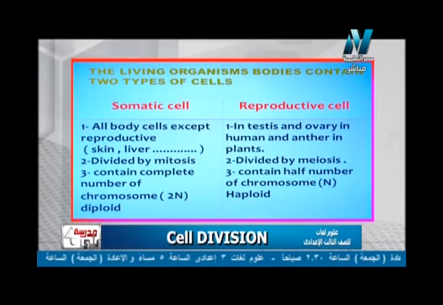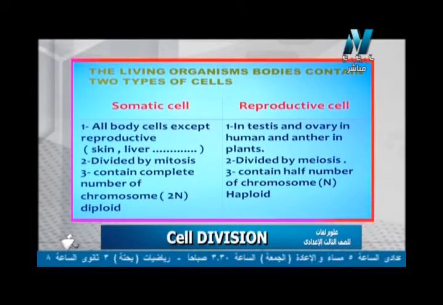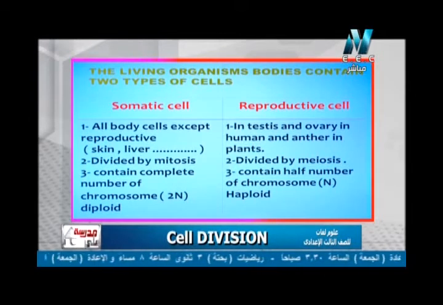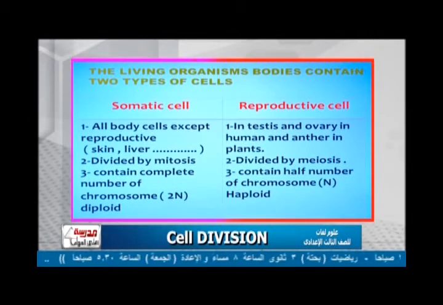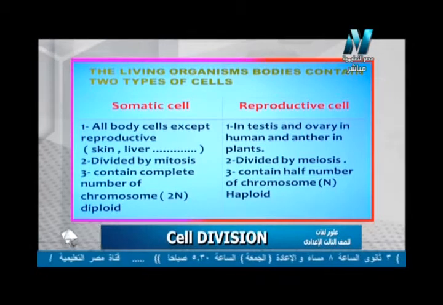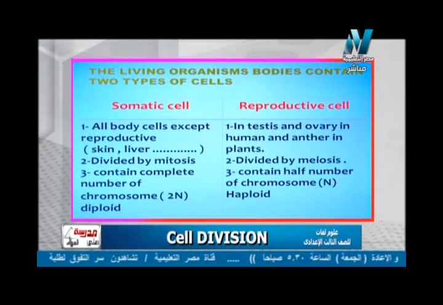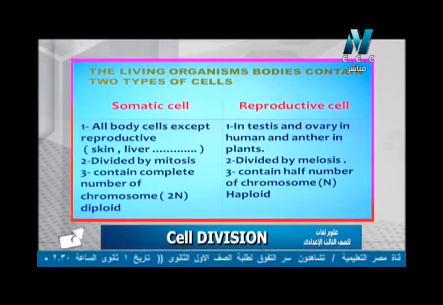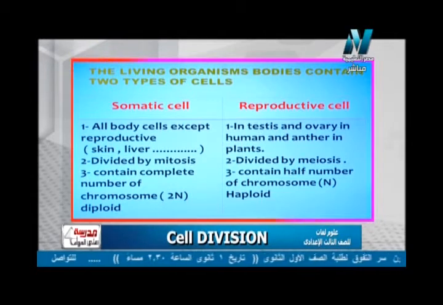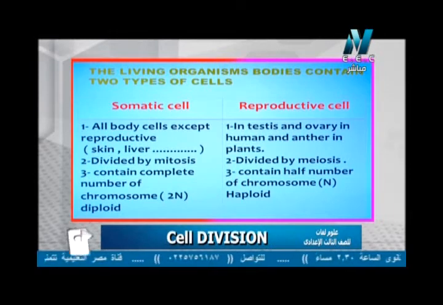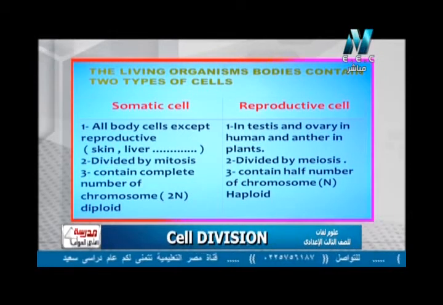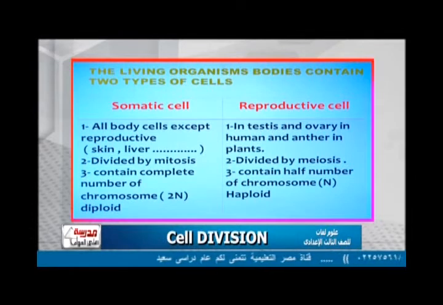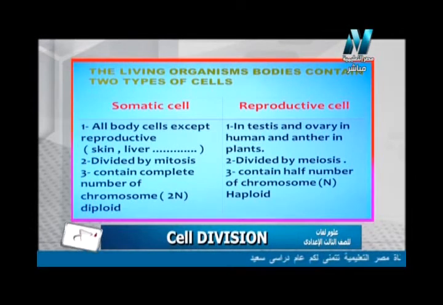Okay, let's see the reproductive cell. It is the cell inside the reproductive organ. What's the reproductive organ? Testes and ovary in human, anther in plant. So somatic is found in all the body except the reproductive organ, and the reproductive is inside the reproductive organ. The somatic is divided by mitosis, while the reproductive cell is divided by meiosis division. And we are going to explain the difference between the two types of division.